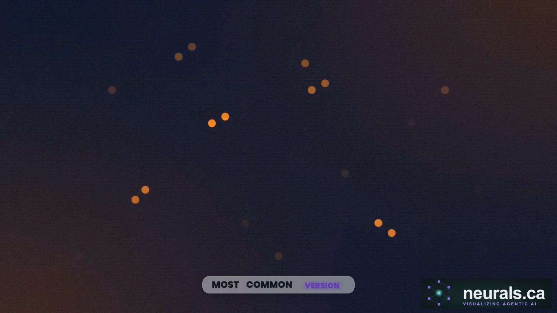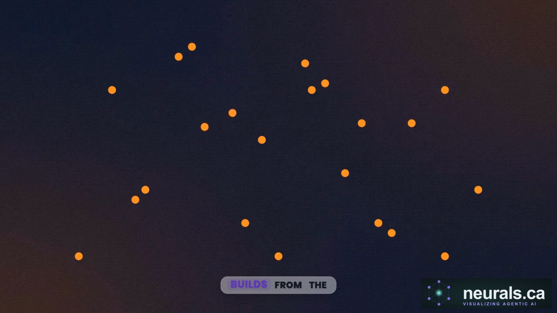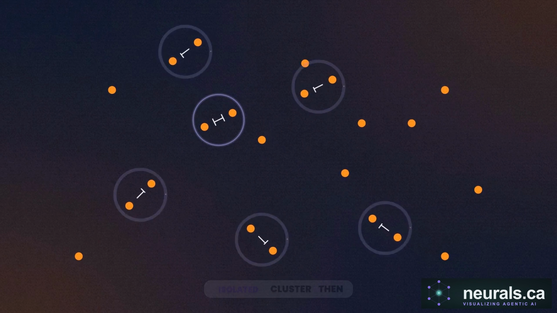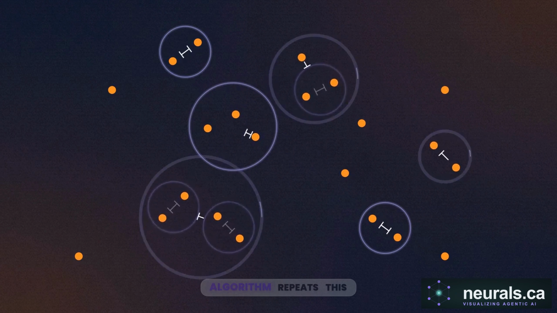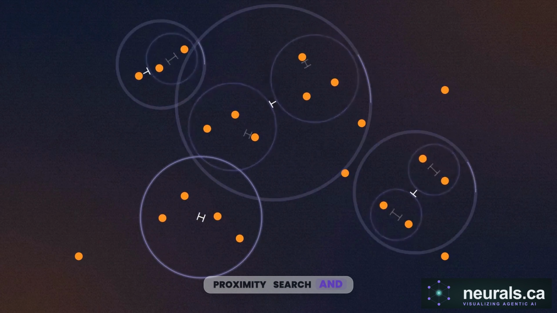The most common version is agglomerative, meaning it builds from the bottom up. It assumes every single data point is its own unique, isolated cluster. Then it scans the grid to find the two closest clusters and fuses them into a single node. The algorithm repeats this proximity search and merge over and over.